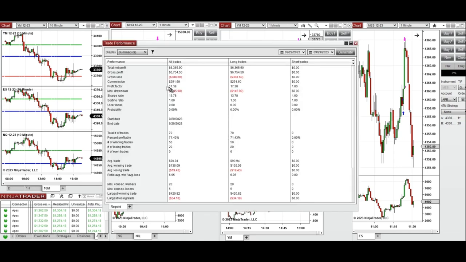And we see the positive results with a profit factor of 17.38 with a 71% win rate and an average win to loss ratio of 6.95. The largest winning trade was $420 and the largest losing trade was $34.